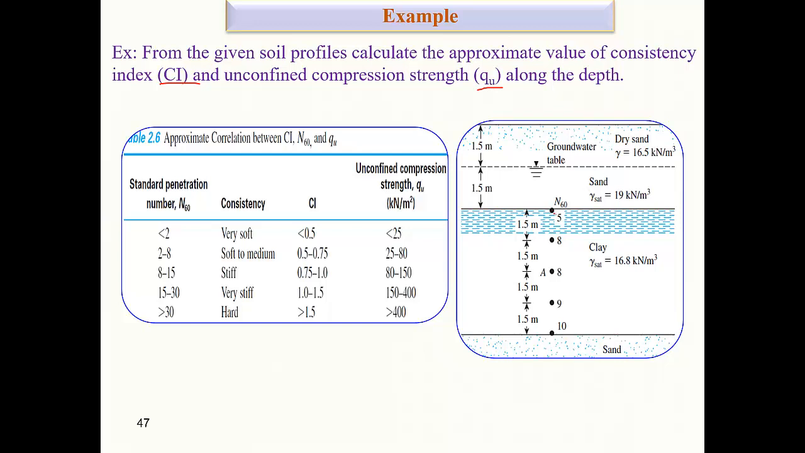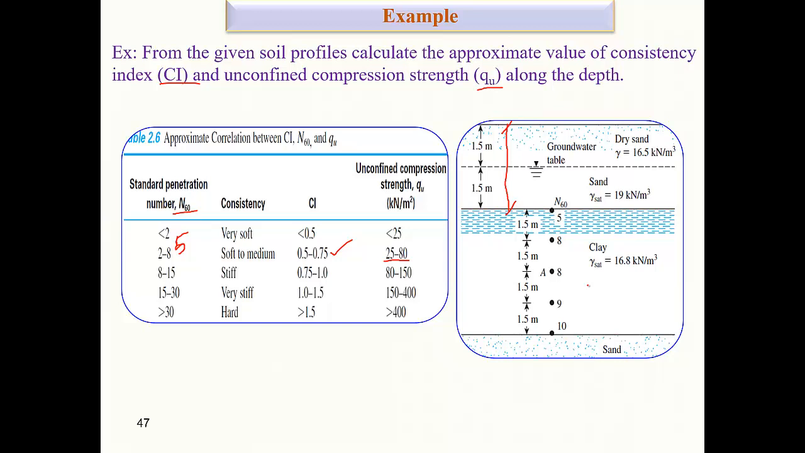This is the soil profile. This is the base point. So from here to here it is 3 meters. At 3 meters, what is the N value? Sorry, not N, this is N60. So N60 is 5. You can do the interpolation and find out the QU and CI from this. Is that clear to all?